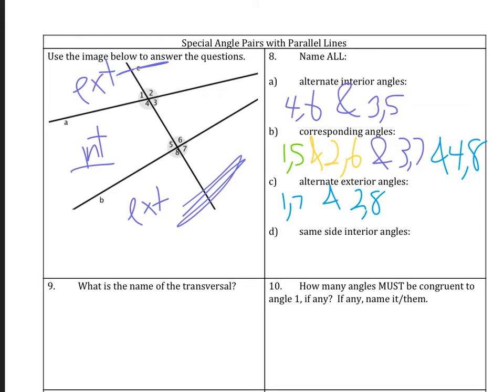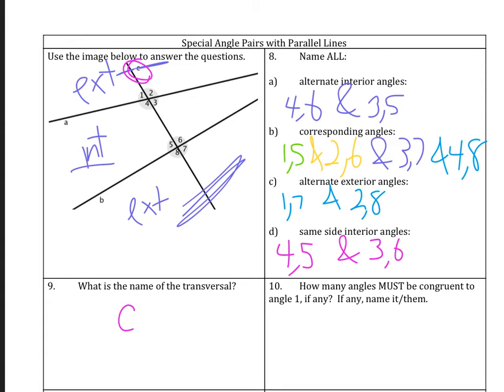Same side interior. That would be, say, 4 and 5, so they got to be inside and on the same side. 3 and 6. What is the name of the transversal? We'll call it George. No, I'm just kidding. It's right up there. I crossed it out, but it's C.